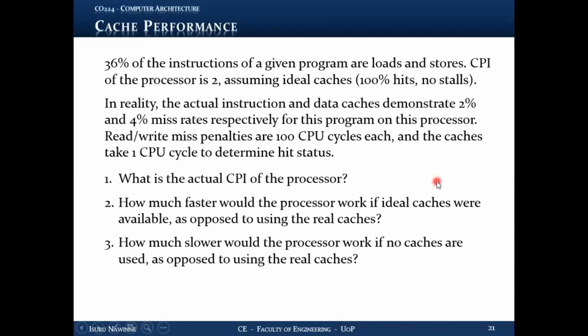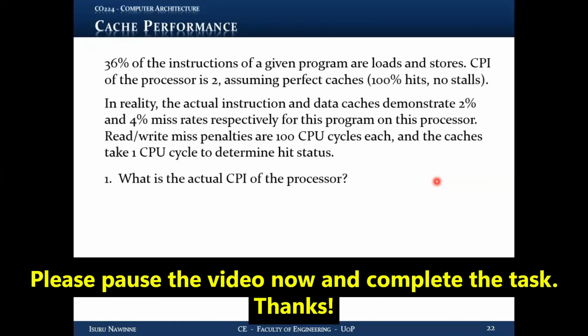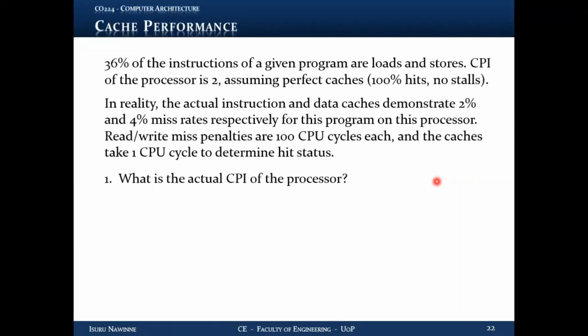So shall we have a look at the first question? Can you do this calculation? What is the actual CPI of the processor? Ideal CPI is 2 CPU cycles. With the real caches, let me walk you through this. Assume your program has I instructions in total, right? We don't know the number of instructions. We are only being told that 36% of the instructions are loads and stores.